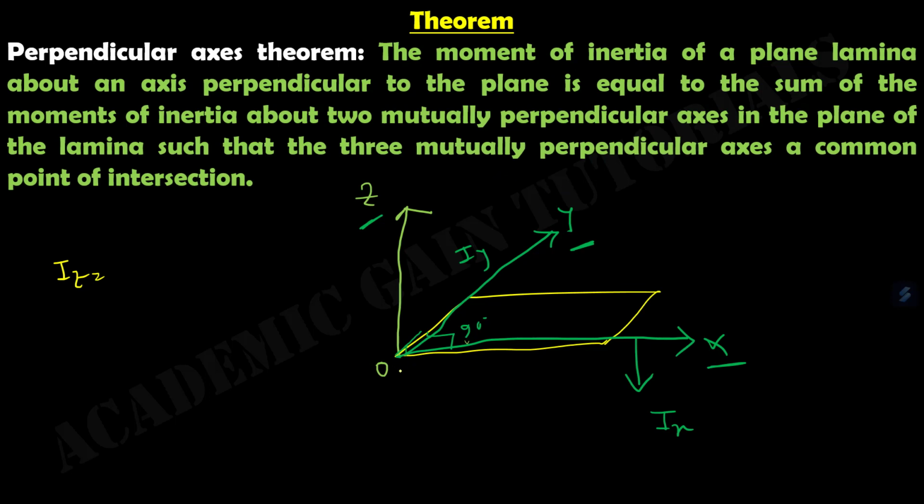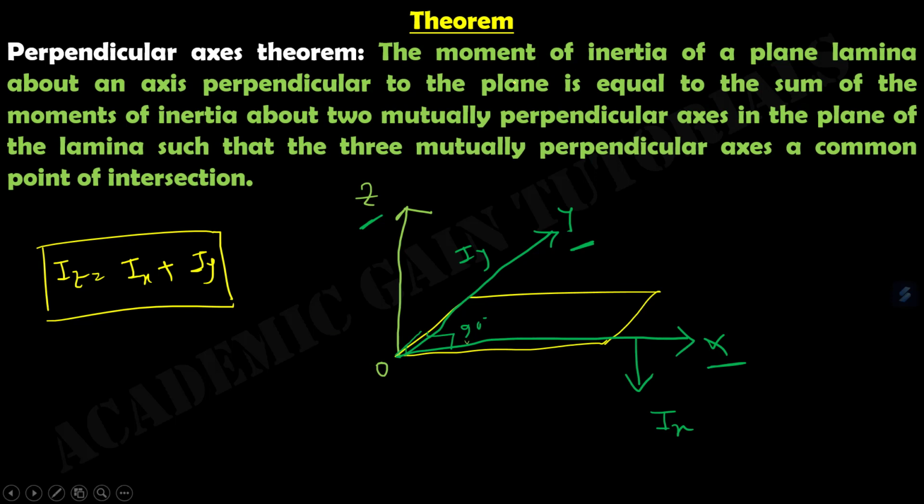This O is the common point of intersection, and the sum of the moments of inertia about these mutually perpendicular axes in the plane is Ix and Iy. We have to find the sum of this Ix and Iy, and this will equal the moment of inertia about the perpendicular axis of this lamina. So this is the perpendicular axis theorem. We learned two theorems, and these two theorems are very important when we solve conceptual math.